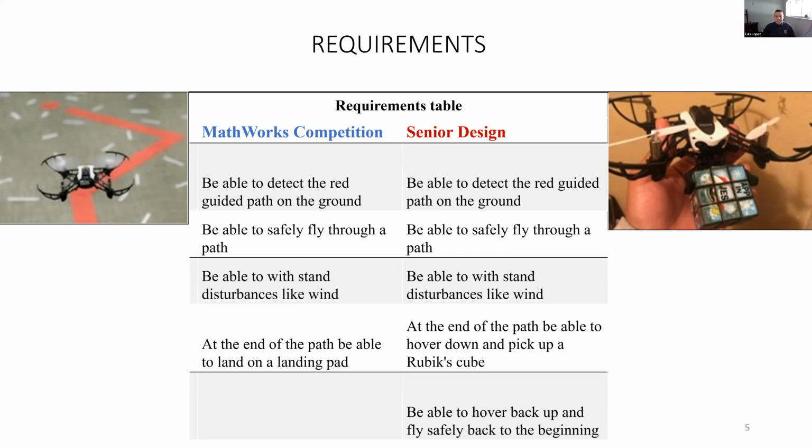Now for senior design, we had the same ones, except that towards the end of the path, we had to be able to get the drone to hover down and pick up a Rubiks Cube, and be able to fly back up with the Rubiks Cube safely and go back to the beginning of the path. Now, I should point out, this is not a 3x3 inch Rubiks Cube. This is the mini Rubiks Cube, the one that you see on the top right picture there. Okay, next slide.